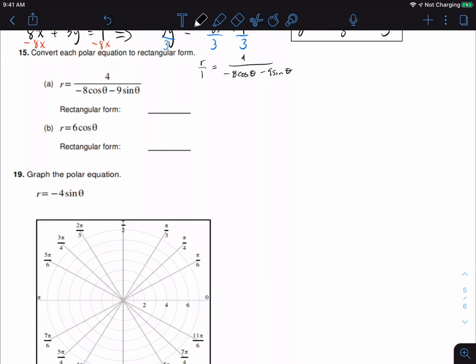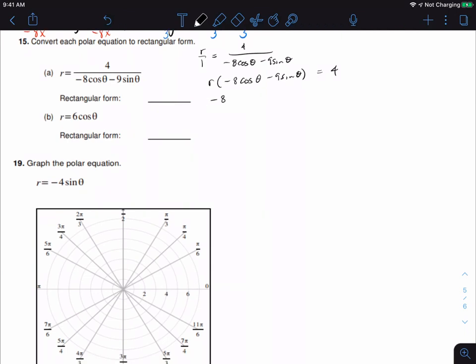So when I cross multiply, I'm going to get r times negative 8 cosine theta minus 9 sine theta is equal to 4. And then when I distribute, I'm going to get negative 8r cosine theta minus 9r sine theta is equal to 4. And then that's x. That's y. So I'm going to get negative 8x minus 9y is equal to 4.